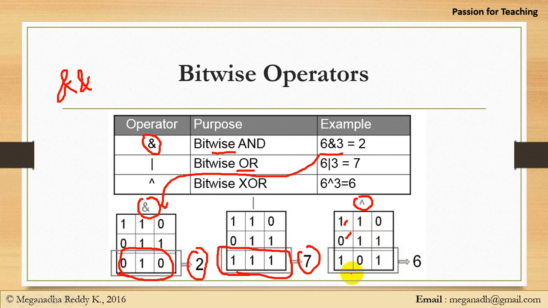So in this case, when you convert this using 2 power 0, 2 power 1 and 2 square, this is actually 5 here. There is a small typo, this is 5. Okay.